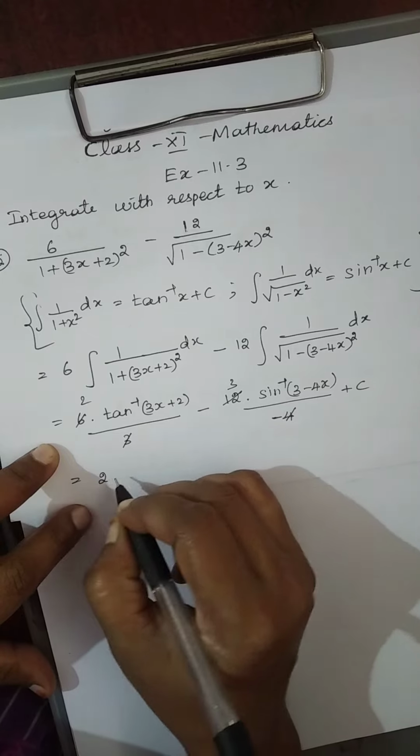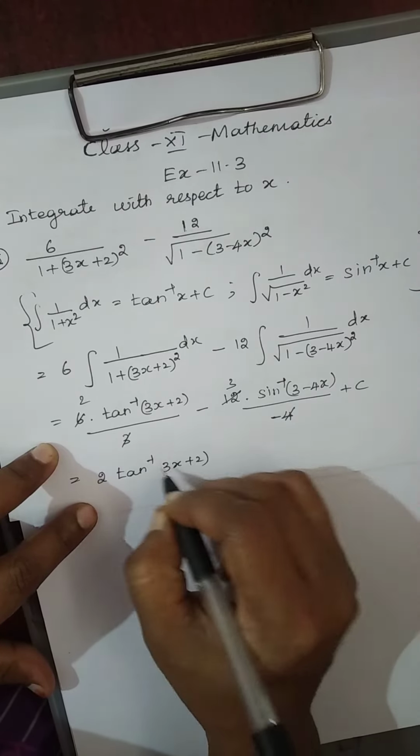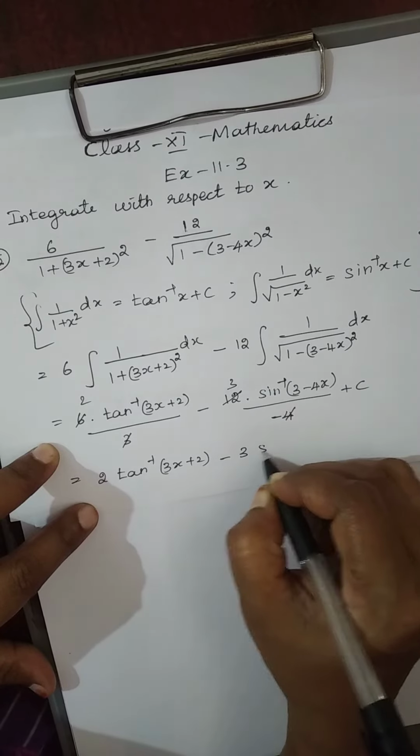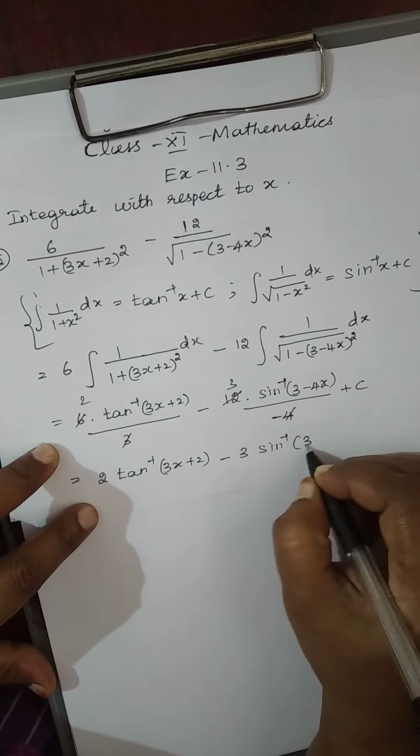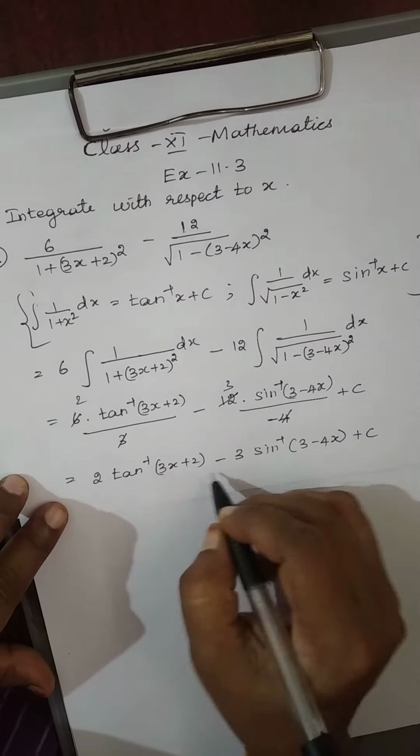So, the final value is 2 tan inverse of (3x plus 2) minus 3 sine inverse of (3 minus 4x) plus c. This is the value. Thank you.